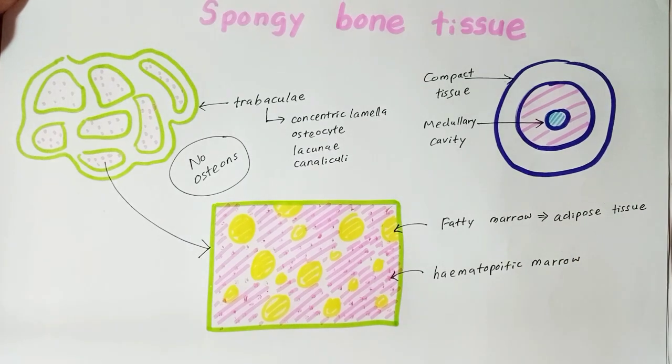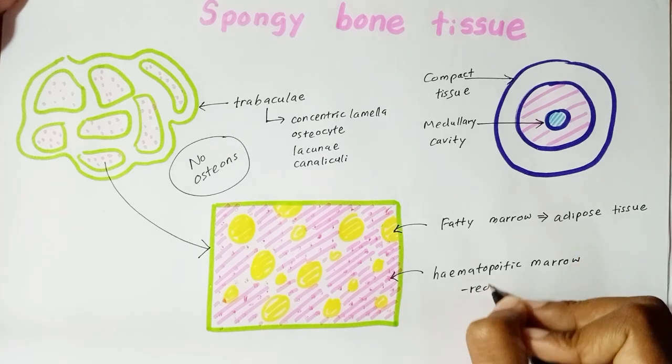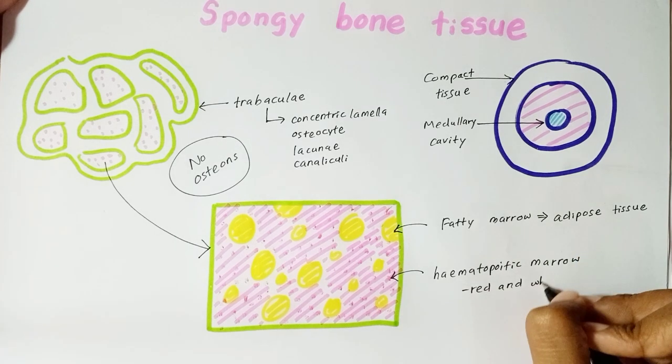It is easy to remember. We know that adipose tissue means it has fat. So hematopoietic marrow means it is composed of red and white blood cell precursors.